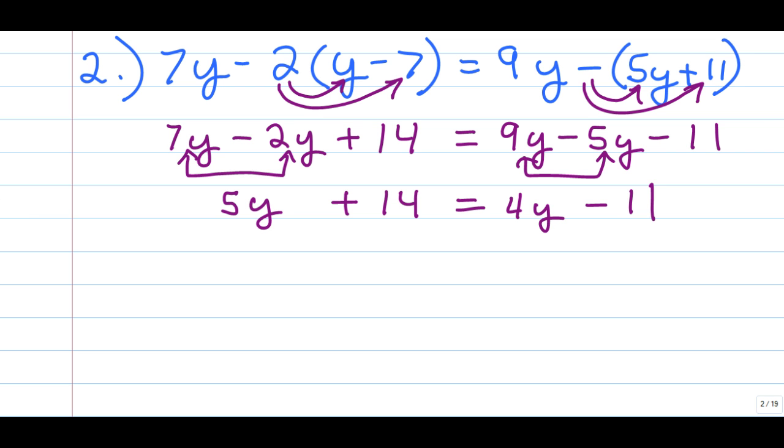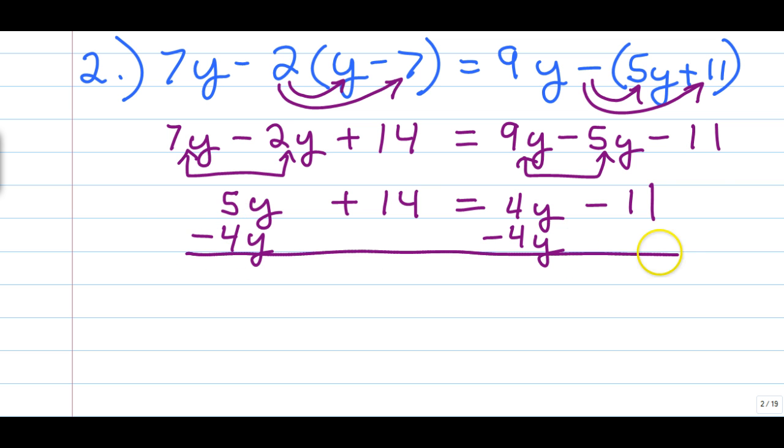We will use the addition principle of equality to start clearing terms. Let's start with the 4y. We'll subtract the 4y from both sides of the problem, keeping the problem balanced. This will leave us with a positive y on the left. Carry down your plus 14. 4y minus 4y equals 0. Carry down your negative 11.